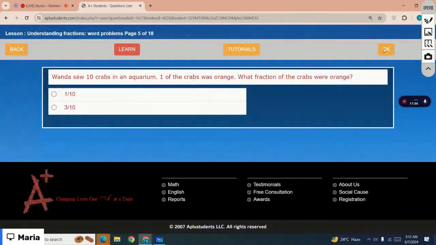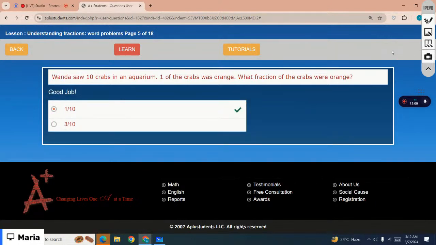Wanda saw 10 crabs in an aquarium. One of the crabs was orange. What fraction of the crabs were orange? Which is the correct option? The correct option is 1 out of 10. Option number 1 is the correct option. That would be 1 out of 10.